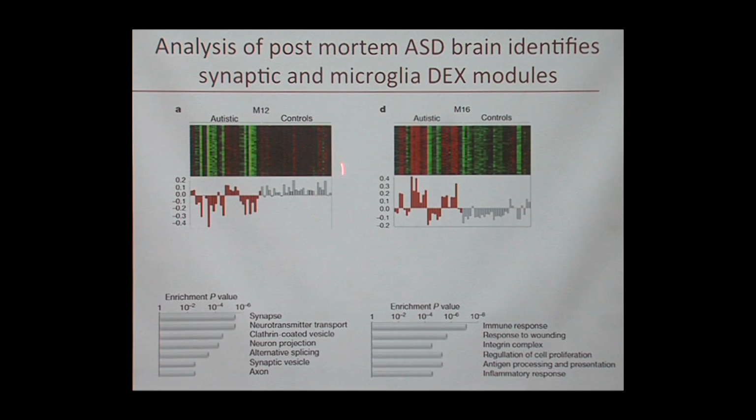Here's one set of genes, and these are the synaptic genes. In fact, these are the same synaptic genes which we've now discovered contribute to autism. And these are mostly downregulated, so underexpressed in the autistic brain. And then we find another group of genes, and these are the microglia, those inflammatory cells, and these are upregulated in the autism brain.